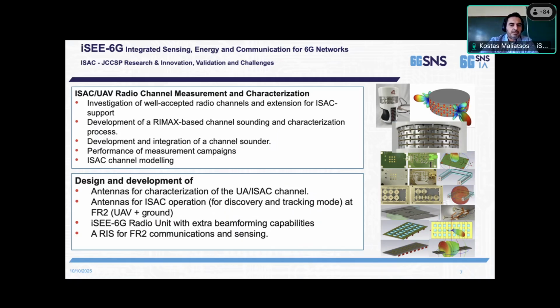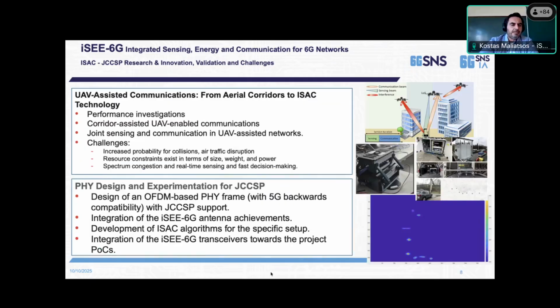Now, in the lower part, we highlight the prototype works for intelligent antennas, for multi-purpose ISAC and wireless power transfer operation. We also work on the RIS development for FR2 communication and sensing, and the development of the IC6G radio unit with adaptive beamforming for joint sensing and communication operation. So if you can go to the next slide.